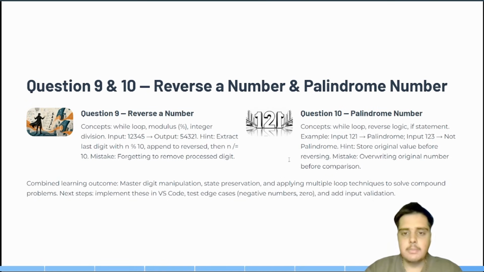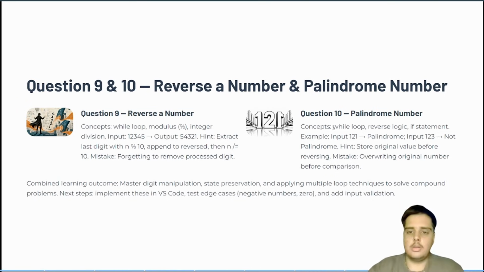So the question number 10 is palindrome number. Concepts like while loop, reverse logic, if statement are used. It's a very advanced question. If you are able to do this question by yourself only, it means you are very efficient, very good, and you are doing well. I want to say, keep doing that and never doubt yourself unnecessarily for not valid things.